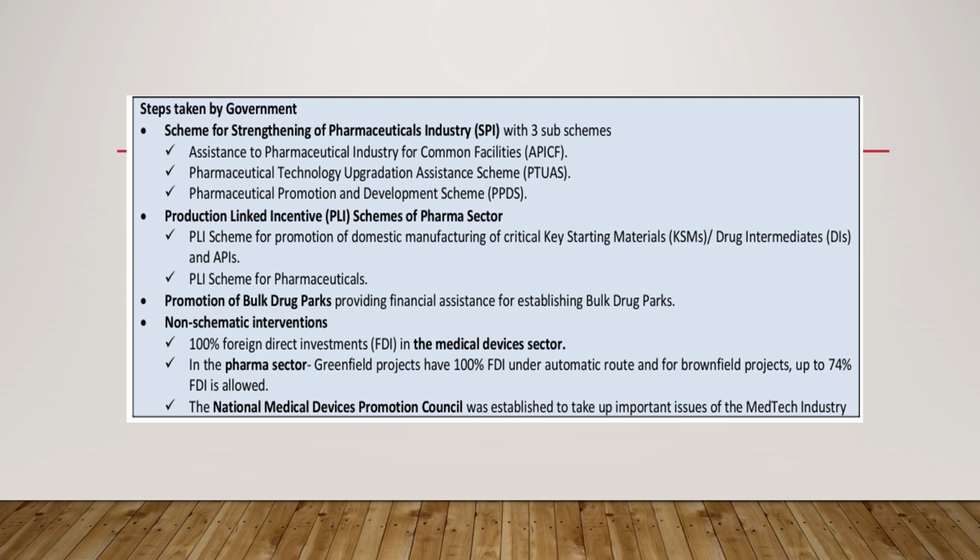Steps taken by the government. We have schemes for strengthening of the pharmaceutical industry with three sub-schemes. We have assistance to pharmaceutical industry for common facilities. Then we have the pharmaceutical technology upgradation assistance scheme. Then we have the pharmaceutical promotion and development scheme. Then we have production linked incentive schemes for the pharma sector. We have the PLI scheme for promotion of domestic manufacturing of critical key starting materials, KSMs, drug intermediaries, and APIs, and the PLI scheme for pharmaceuticals. Then we have promotion of bulk drug parks, providing financial assistance for establishing bulk drug parks.